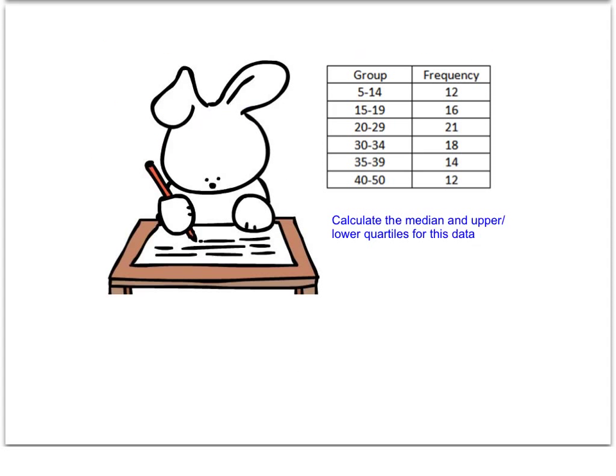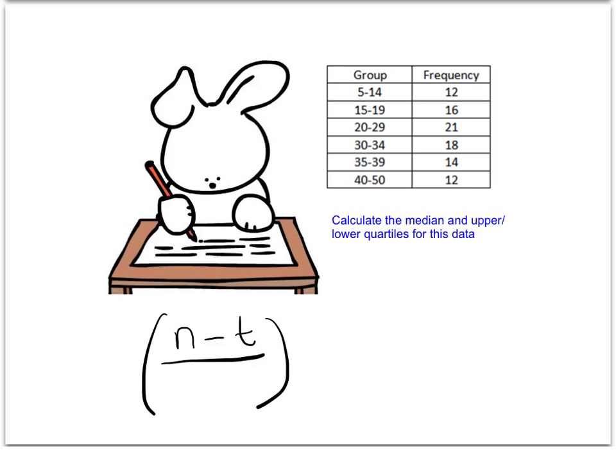Now you have a go. Here's some data. Calculate the median, the upper and lower quartiles for the data. The formula you're using is n, so that's divide the total number of people by 2 for the median, by 4 for the lower quartile, by 4 times 3 for the upper quartile, minus t, that's the total number of people below the group that you're interested in, the group that you know your thing lies in.